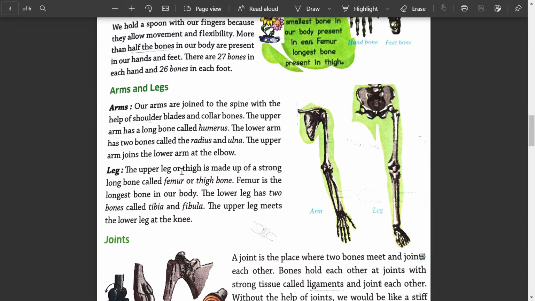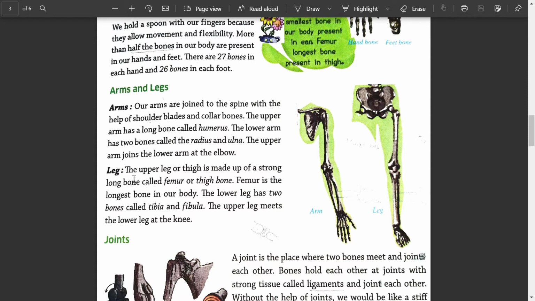The upper arm joins the lower arm at the elbow. Now these two bones are joined at an area known as the elbow. Similarly, your fingers are joined to these bones, radius and ulna, and this is known as the wrist.